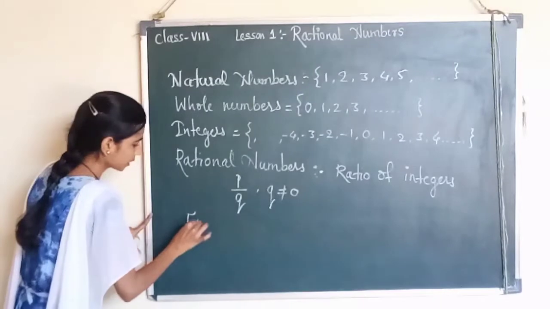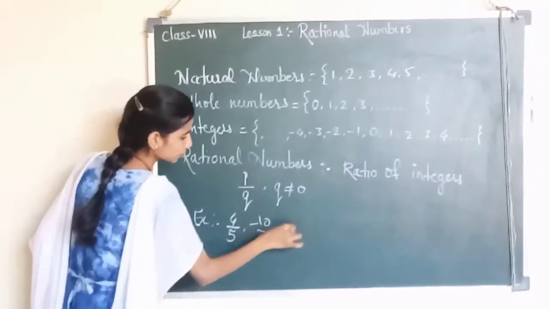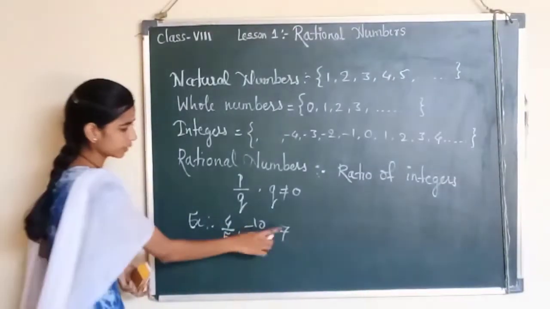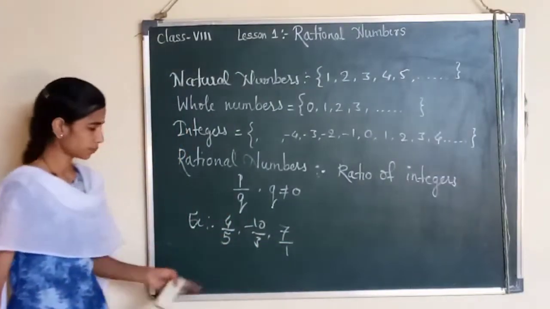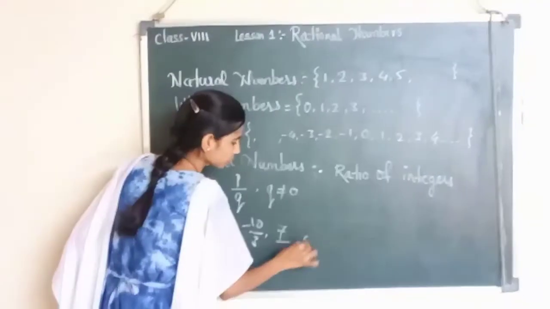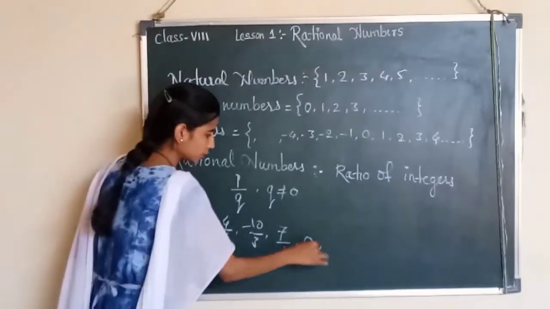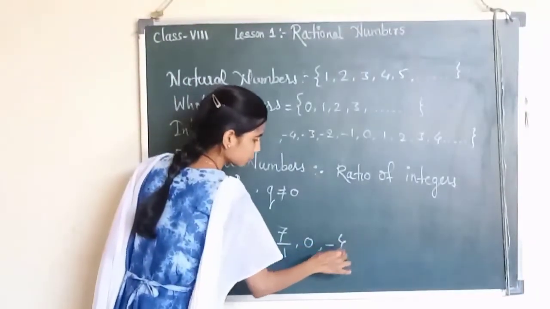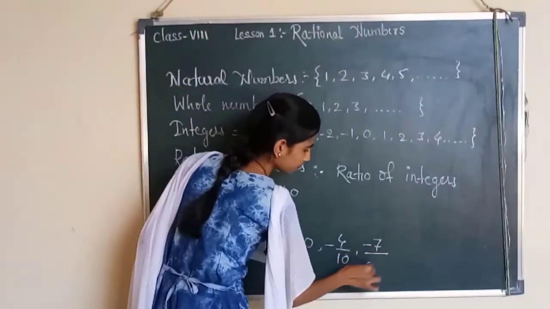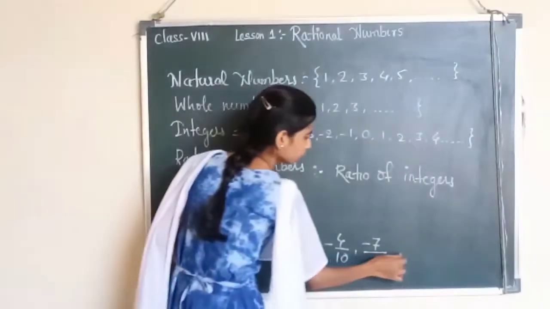So we'll see examples. 4 by 5, -10 by 3, 7. Yes students, is 7 a rational number? Yes. 7 can be expressed as 7 by 1. So we can say that 7 by 1 is a rational number. Next, 0. What about 0? Is it a rational number? Yeah, 0 is a rational number. Next, -4 by 10. Next, -7 by -3. This is also a rational number and so on.